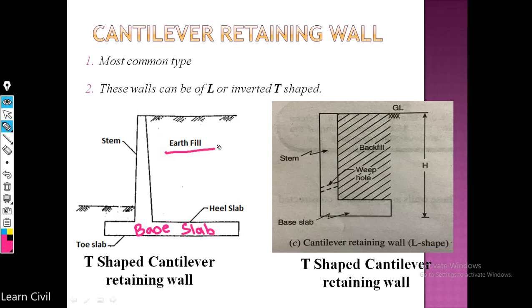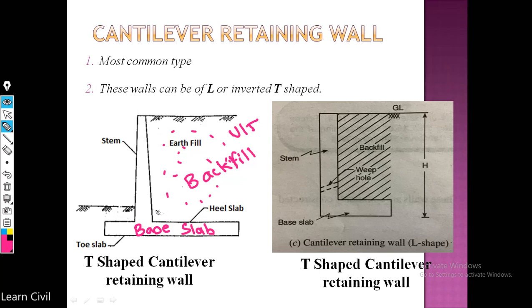Here on this side we will be having earth fill or soil mass, which is distributed like this. So backfill will be there. This is your backfill. This is your upstream side, or the area in which backfill is present.